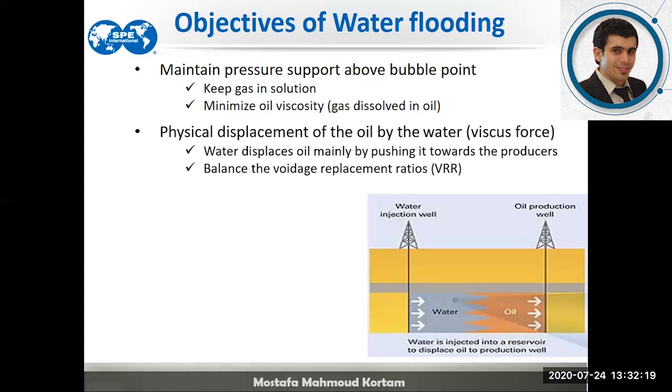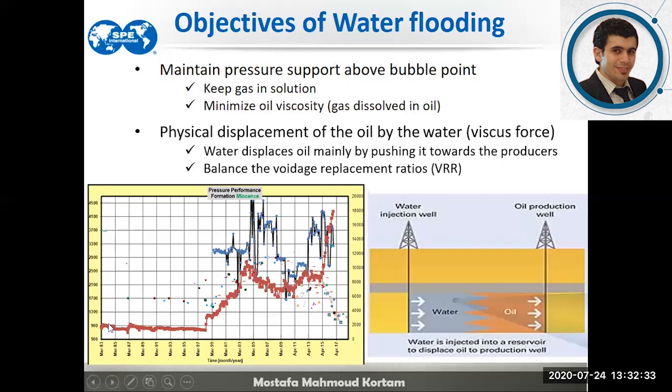At the same time, one of these kinds of physical displacement is just to balance what we call the voidage replacement ratio. So the voidage replacement ratio is simply how much we are injecting over what we are producing. And this is, for example, a real example from a field, a practical case. The production is plotted here on the red curve, while the reservoir pressure, that is the withdrawal rate or the production rate, and this is the static pressure of each well, because the reservoir has several wells, about 20 or 30 wells producing from this reservoir.